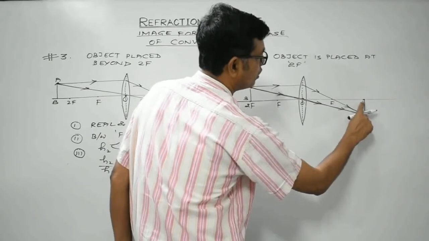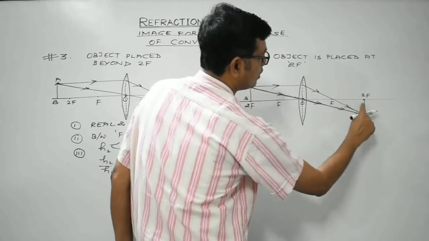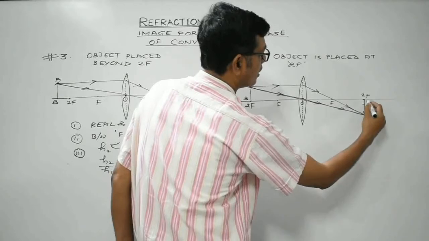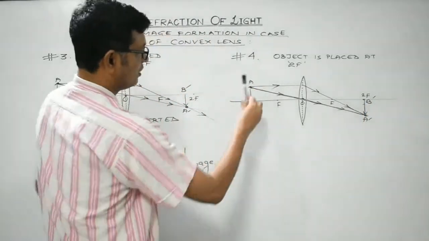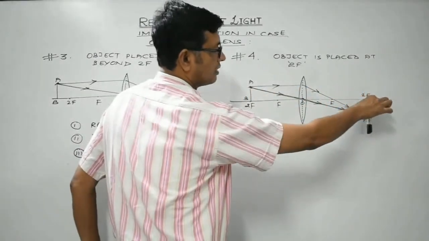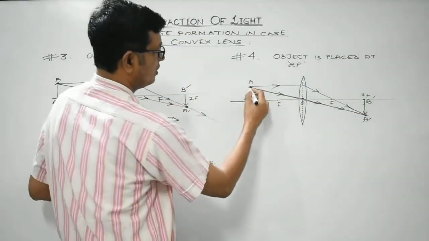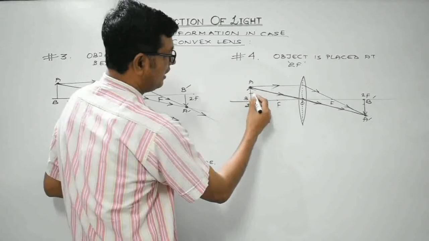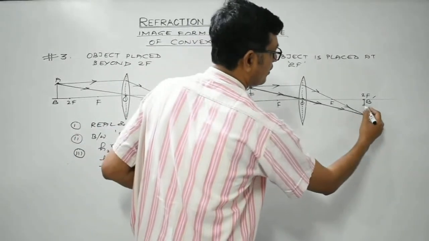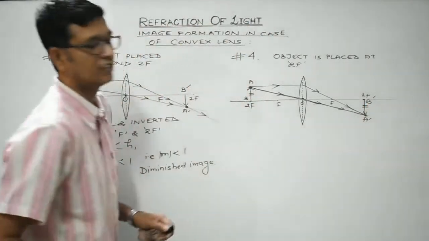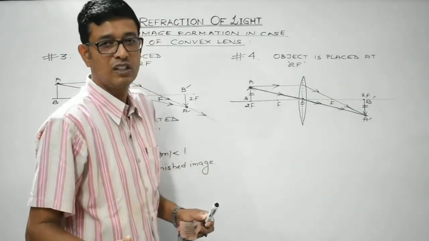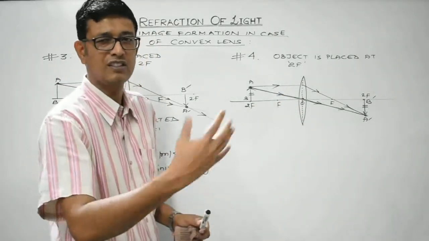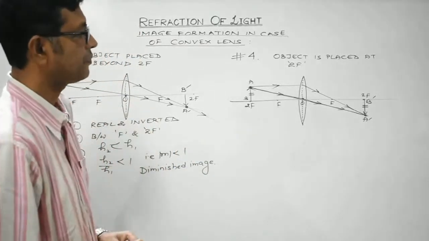This is 2f. So this is A dash and this is B dash. If this is the object, students, then its image will be formed like this. Inverted image will be formed. And the size of the object is found to be exactly equal to the size of the image. We will justify this mathematically as well by using lens formula. That we will discuss later on, right?